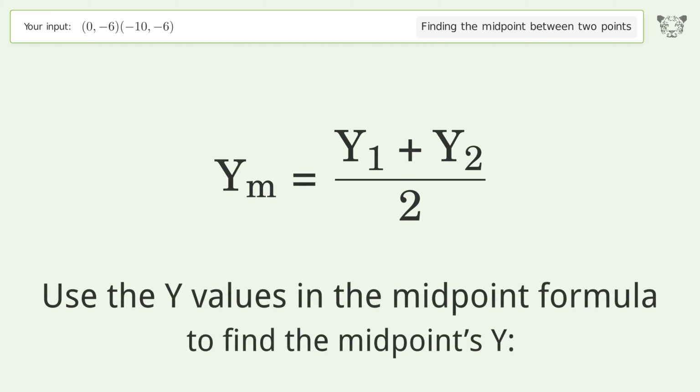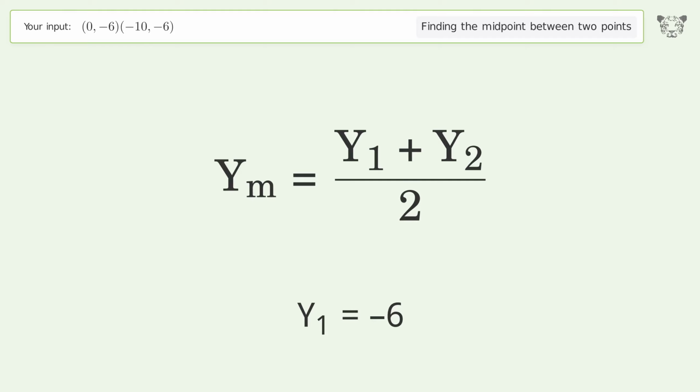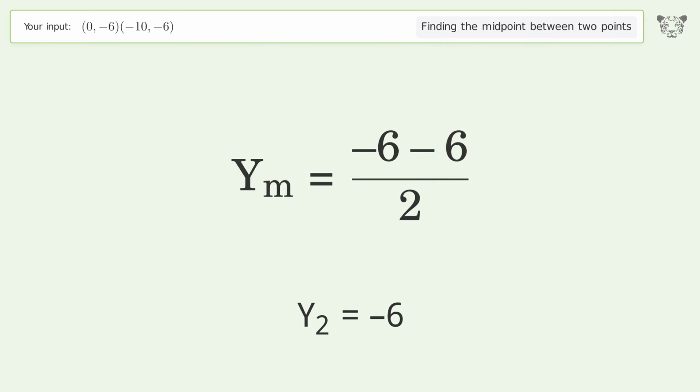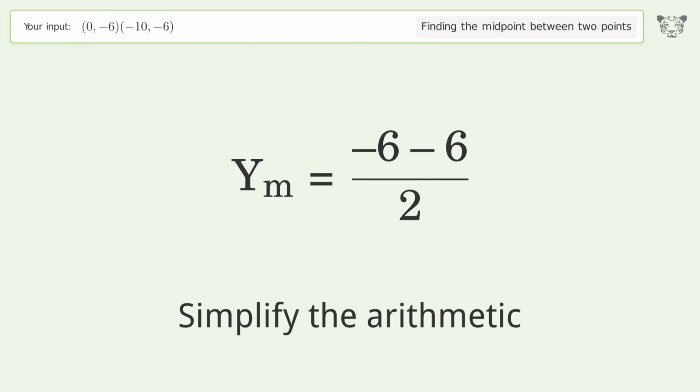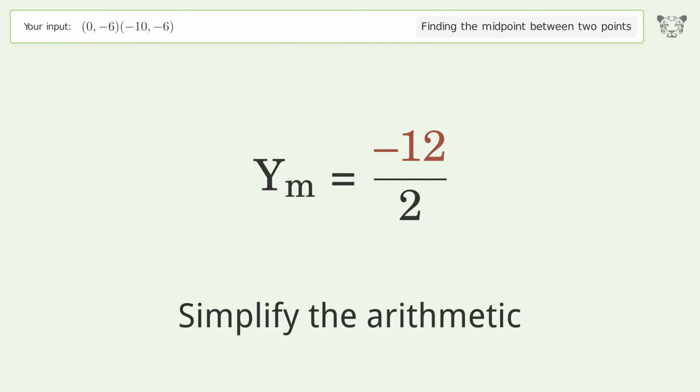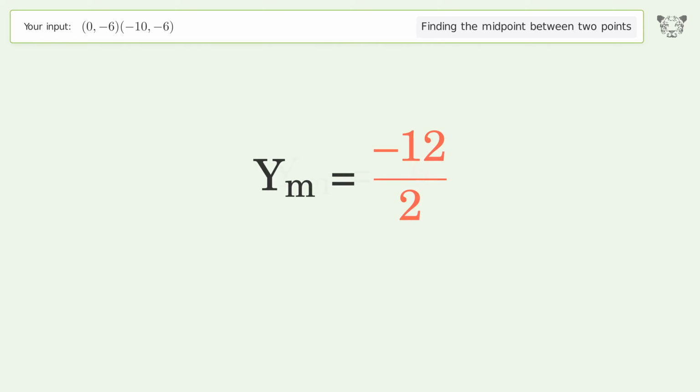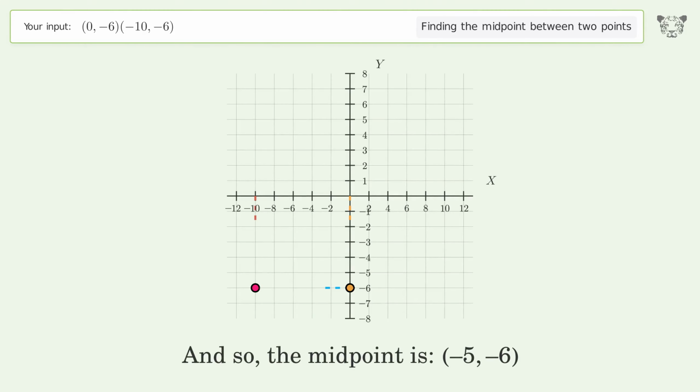Use the y values in the midpoint formula to find the midpoint's y. y1 equals -6. y2 equals -6. Simplify the arithmetic. And so, the midpoint is -5, -6.